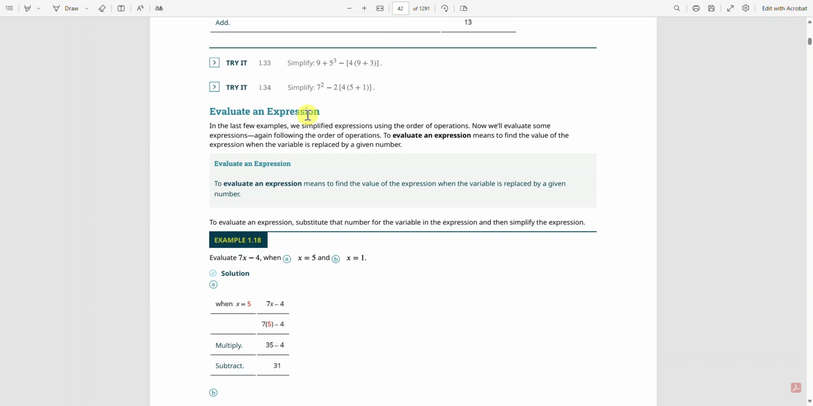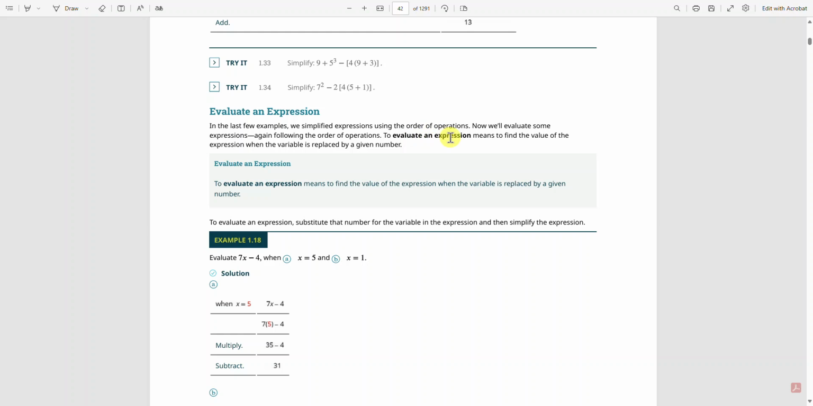To evaluate an expression. In the last few examples, we simplified expressions using the order of operations. Now we'll evaluate some expressions, again, following the order of operations. To evaluate an expression means to find the value of the expression. So this word evaluate, which is a new word here, just means to find the value.